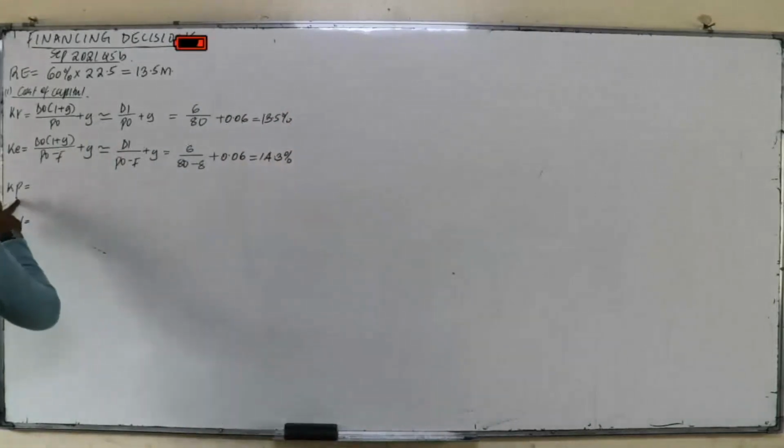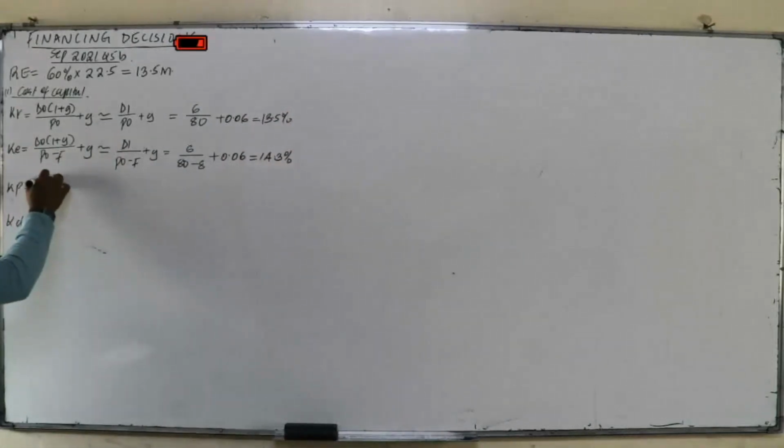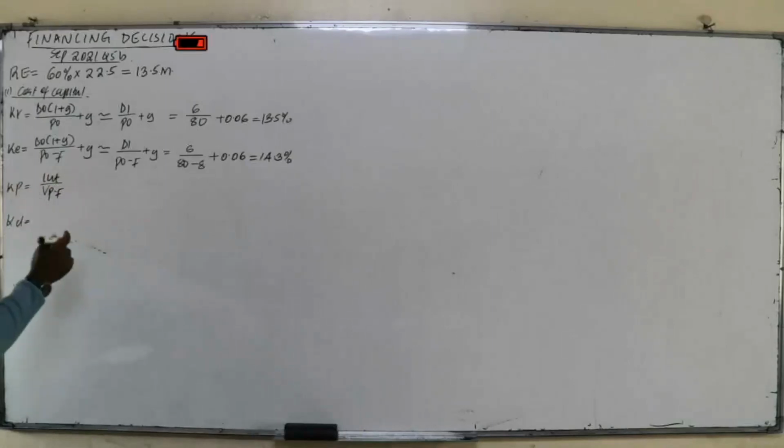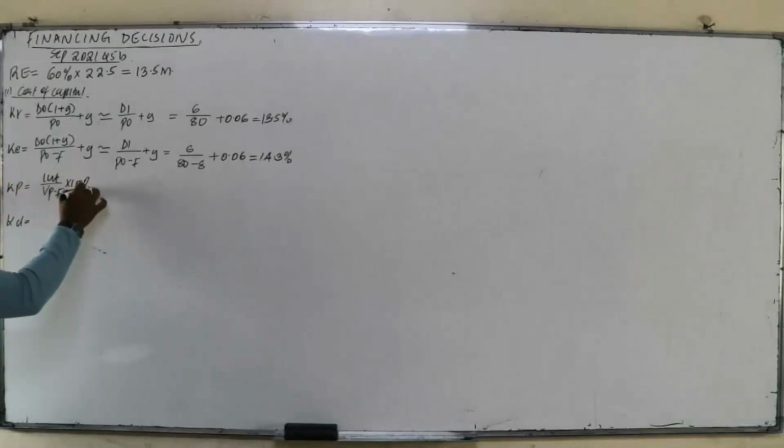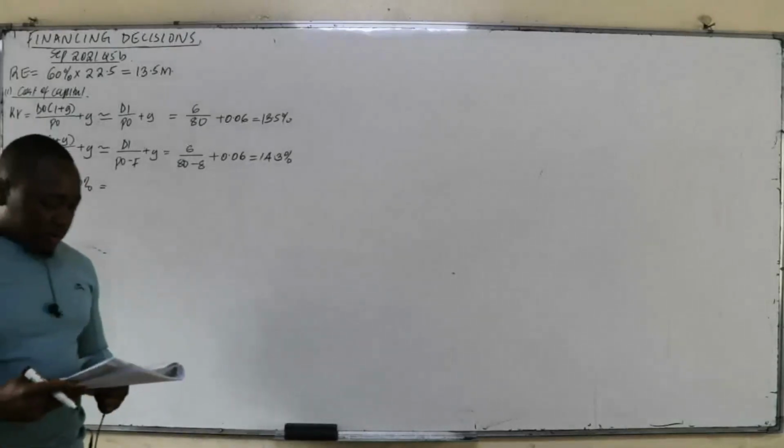Then we need the cost of preference share. Now, cost of preference share, you take the interest or the dividend, you divide by the value of the preference minus flotation, in case there is any flotation cost, then you multiply by 100. We say that interest is computed based on the par value.